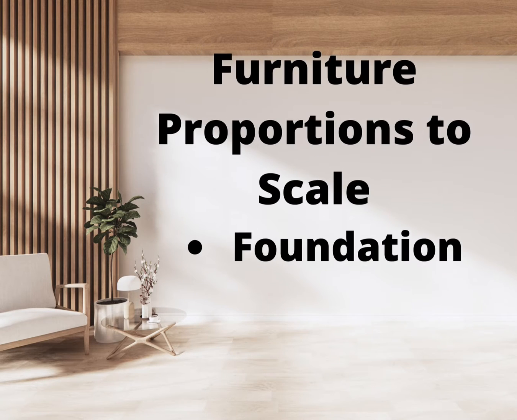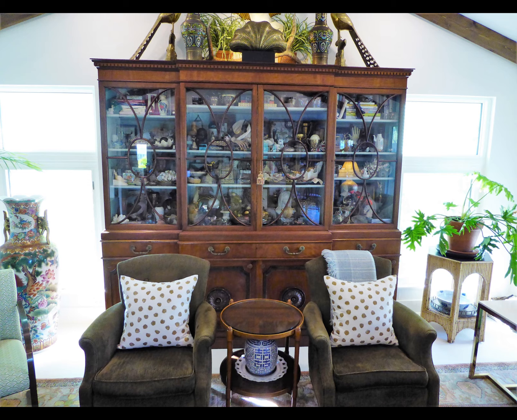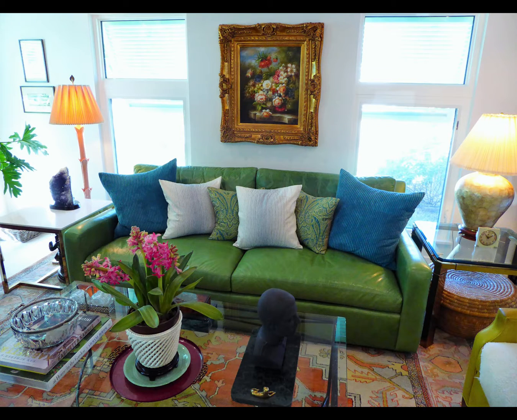3. Make sure that the furniture proportions are in scale with the room, at least for your foundation pieces. Now your foundation pieces are those pieces that can only live in a particular spot and once set in place will not be moving. In my living room, my foundation pieces are the break-front cabinet, the couch, the TV console and TV, and the rug.